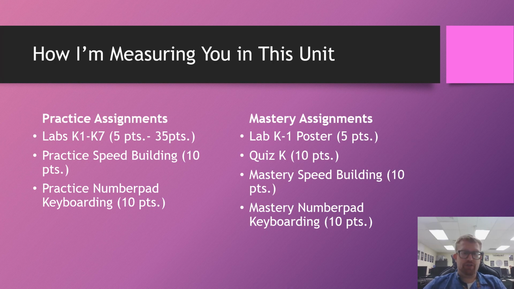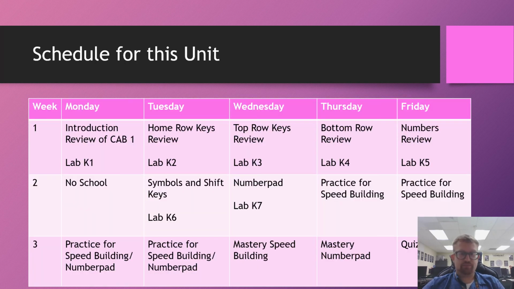So here's how I'm measuring you this unit. Labs K1 through K7, there's 7 labs. There'll be the practice speed building activity and the practice number pad keyboarding. On the other side of that, we have a mastery assignment. There's going to be a poster in K1 that you're going to do. Make sure you check that out. Quiz K, that'll be later in this unit. Mastery speed building and the mastery number pad keyboarding. Now, if you don't have access to the number pad and your computer or your tablet doesn't have a number pad, I have an alternative assignment to get you through that.